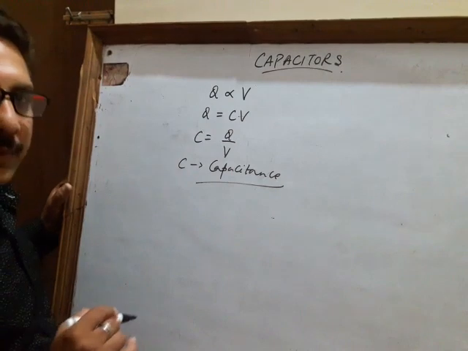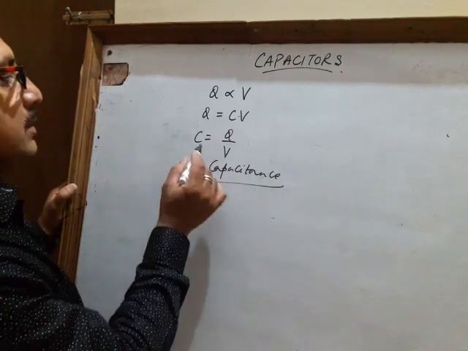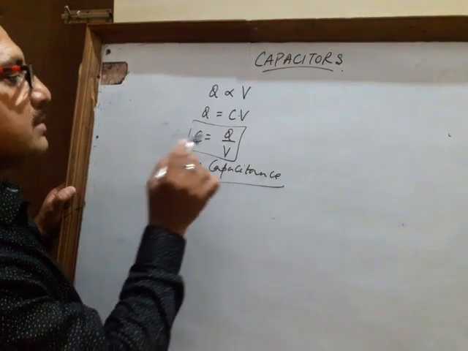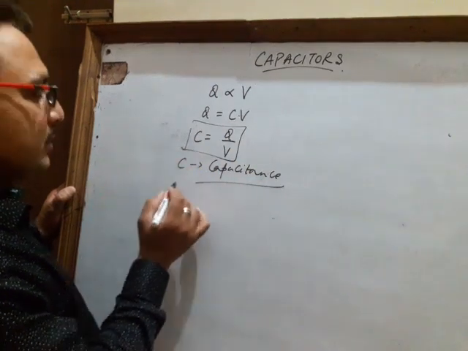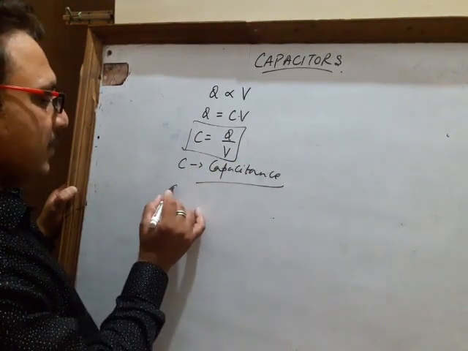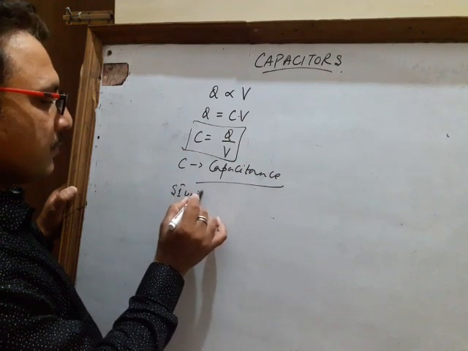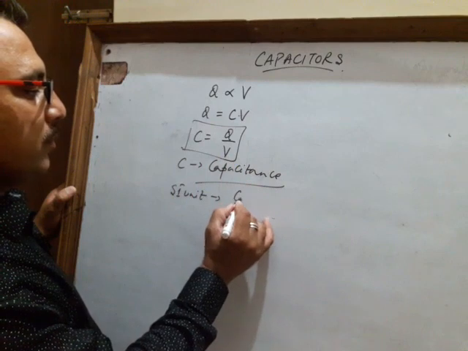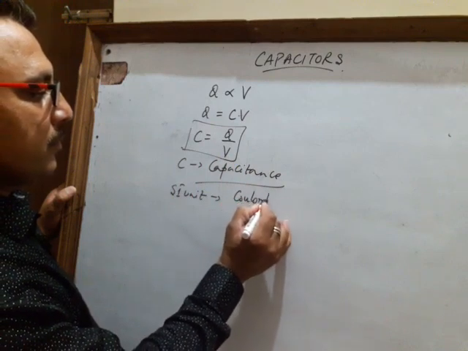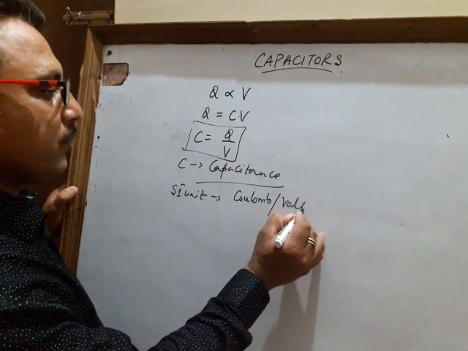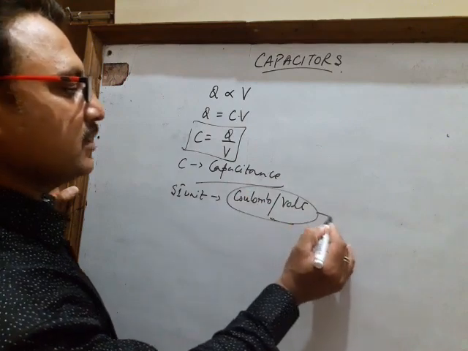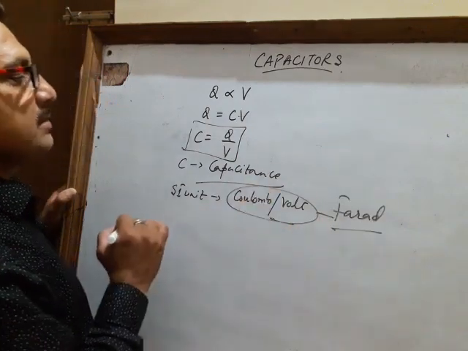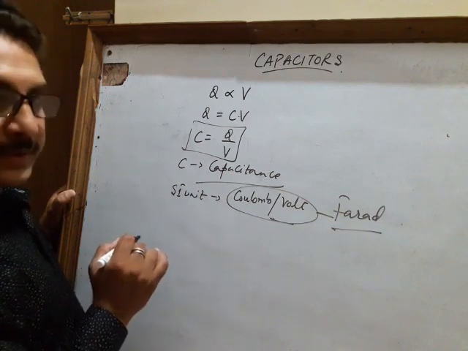C is known as capacitance. From this formula you can see the SI unit of capacitance, if we have to find the unit, is Coulomb per volt. This is known as Farad. Farad is the SI unit of capacitance.